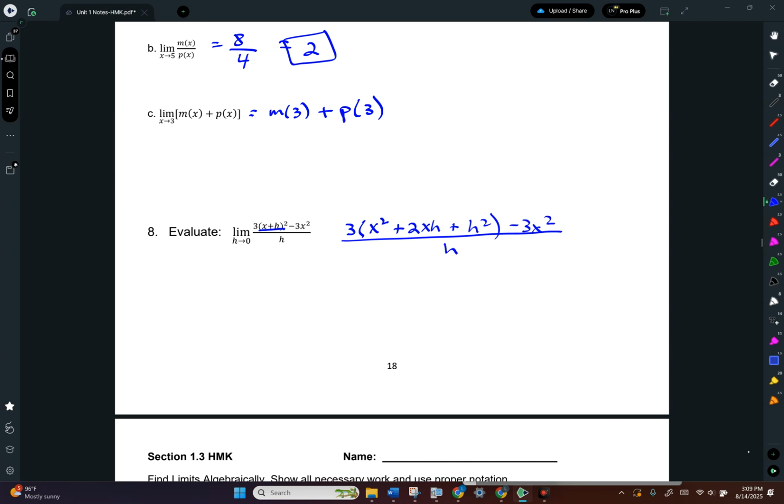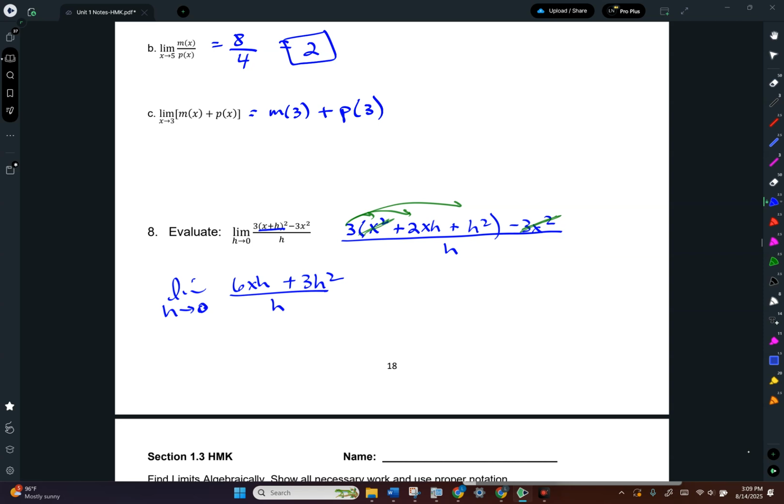But do you see what's going to simplify? Yes, I'm going to distribute this 3 to everything. But can we do 2 steps at once here? Do you see that this 3x squared is going to cancel with this minus 3x squared? Okay, so here's what we have. The limit as h approaches 0. So I'm going to finish distributing the 3. I have 3 times 2x is going to be 6xh. And then 3 times h squared all over h. I still can't substitute, though. I'm still going to have 0 in the denominator.